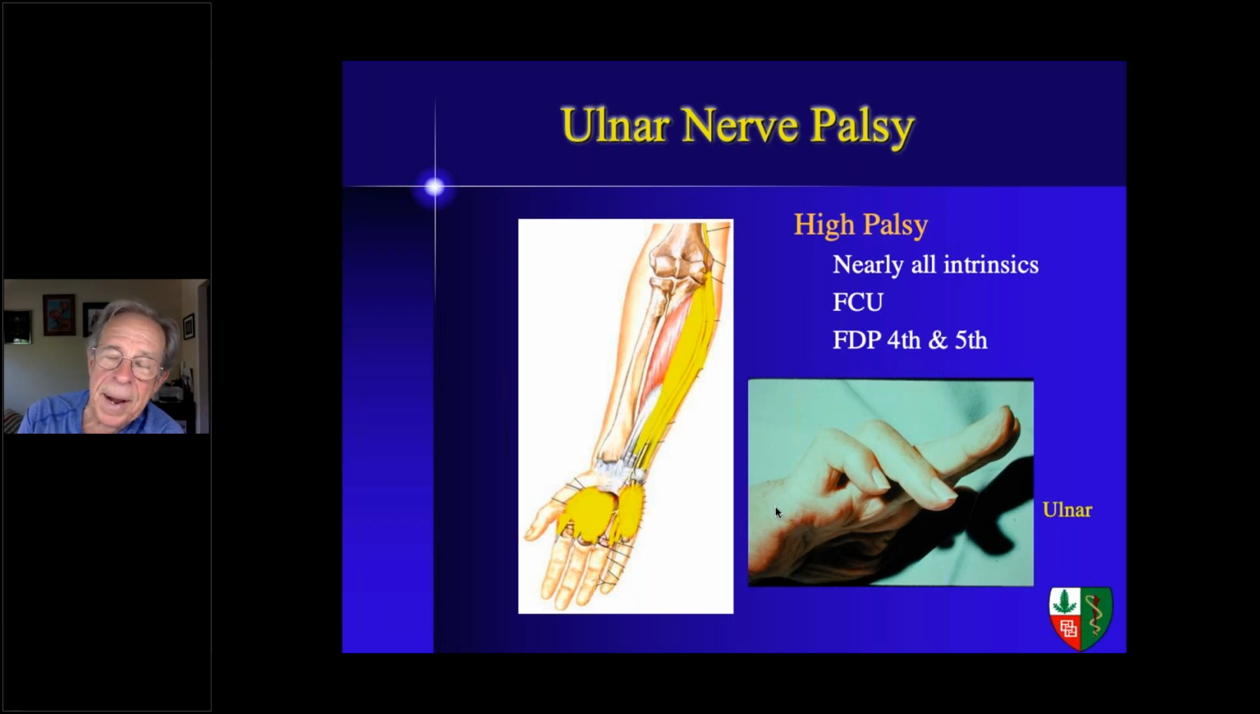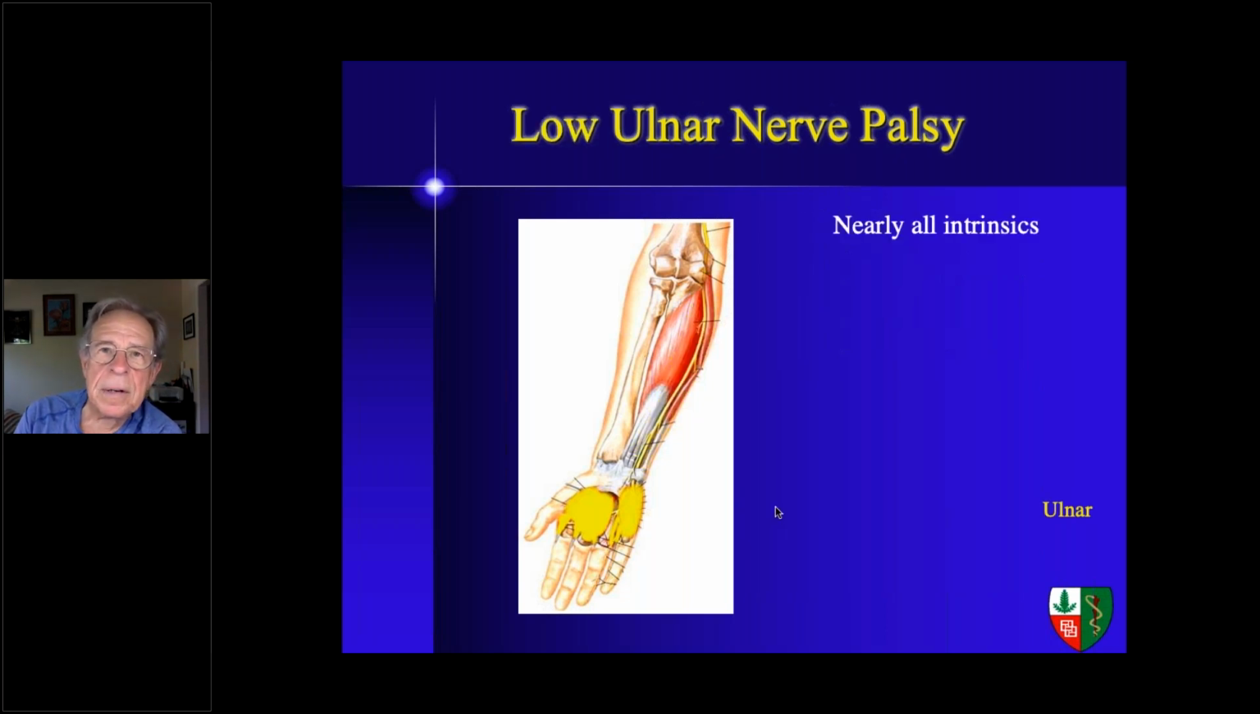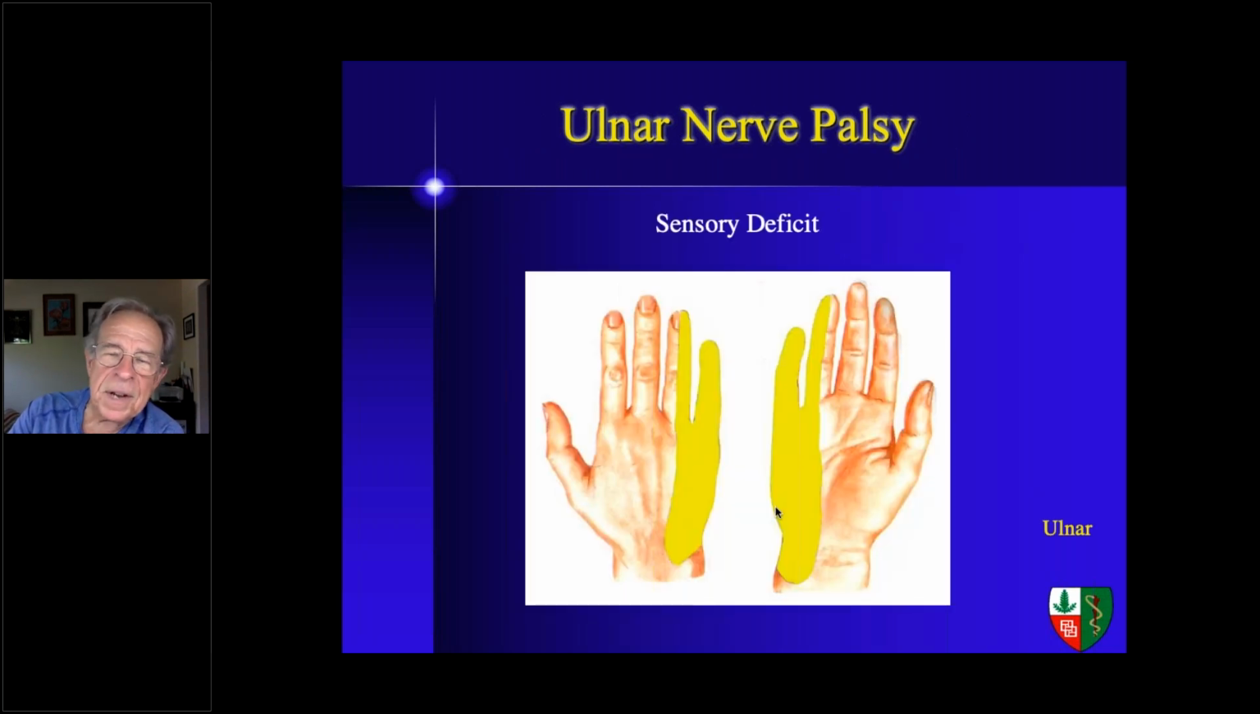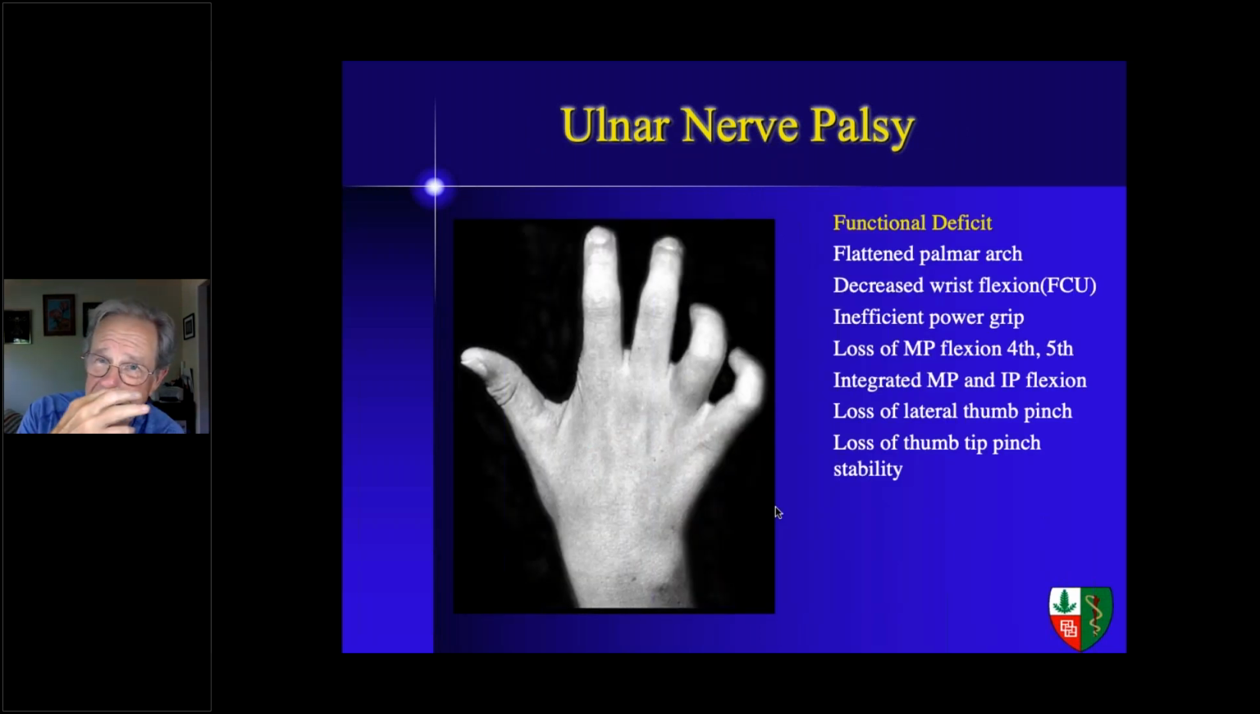If the nerve is repaired and those muscles start to recover, you can see gradually a greater and greater claw deformity as the FDP of the ring and the little gain strength. So it's a subtle finding, but sometimes it's helpful. So for a low ulnar nerve palsy, our functional deficit is the loss of all of the intrinsic muscles, save those operating a little bit of the thumb. And the sensory deficit shouldn't be forgotten.